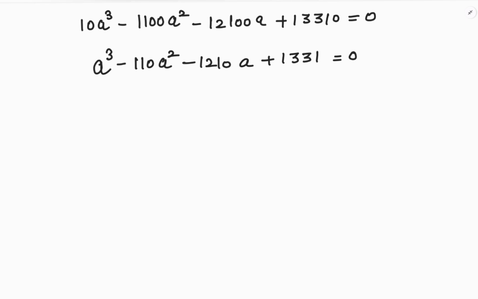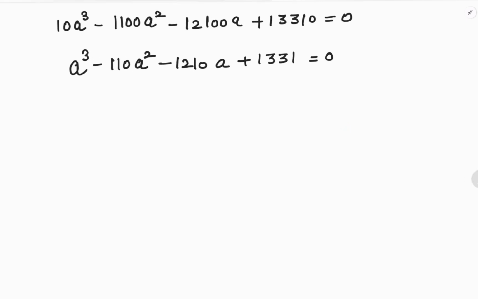And you know what? Here if you see, you have 11, right? 11 times 11 is 11 square. And 1331 is 11 cube. So I think we are getting to something now. Let's see what we get here. First solution I will find by trial and error. Okay. So if I put a equal to 11, what will I get?